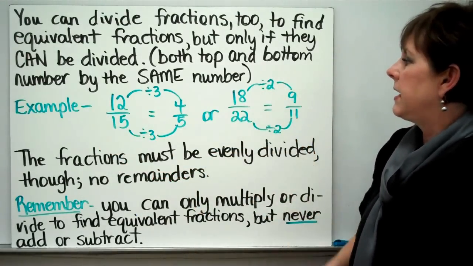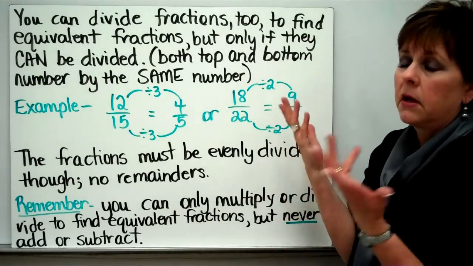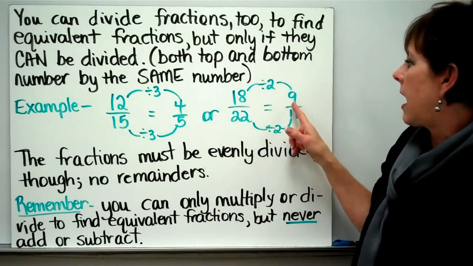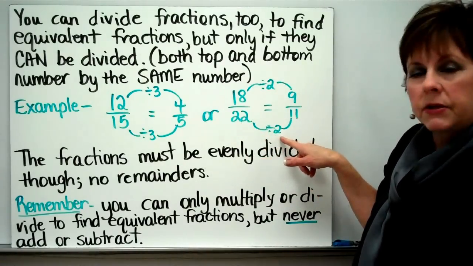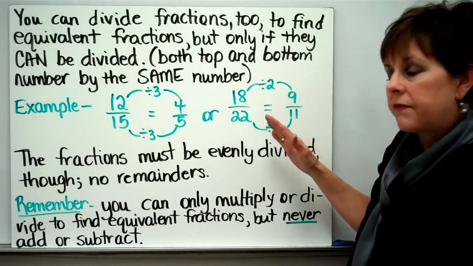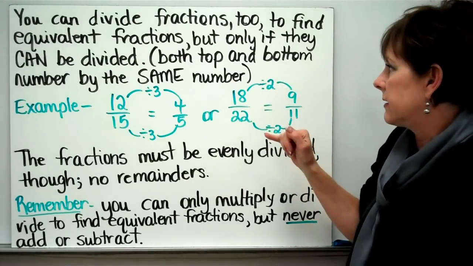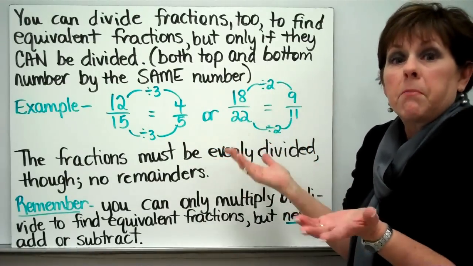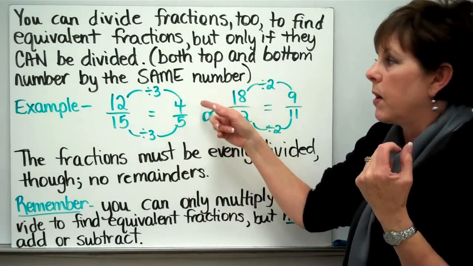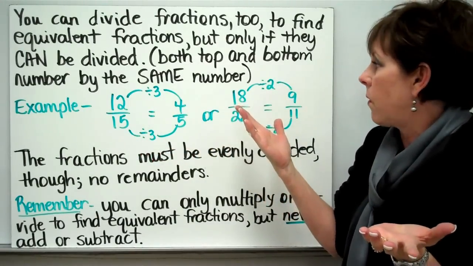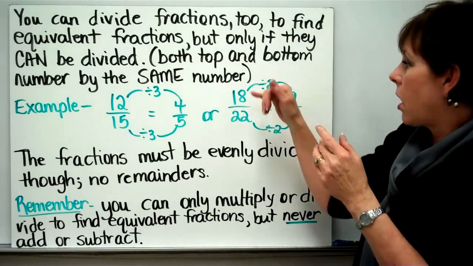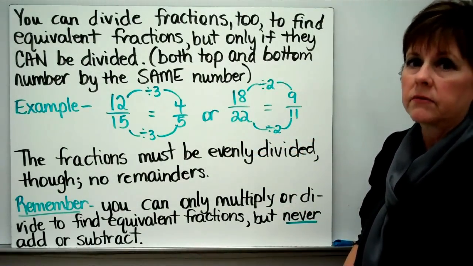Here's another one, 18/22. What do they have in common? 2. That's really it, 2. 18 divided by 2 is 9. 22 divided by 2 is 11. So 9/11 is an equivalent fraction to 18/22. Both of them were divided. Could I have multiplied them? Absolutely. I could have multiplied both of these by 2 and got 36/44. That would have worked. I could have multiplied this by 2 or 3 or 4, as long as I did it to the top number and the bottom.